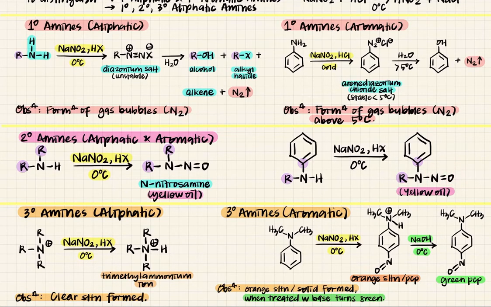Okay, for tertiary amines, dengan aliphatic, dia aliphatic dengan aromatic, dia berbeza lah dia punya observation. So when you treat your tertiary amine with nitrous acid, you will get trimethyl ammonium ion, which is a clear solution. So that is tertiary aliphatic amines, clear solution formed.